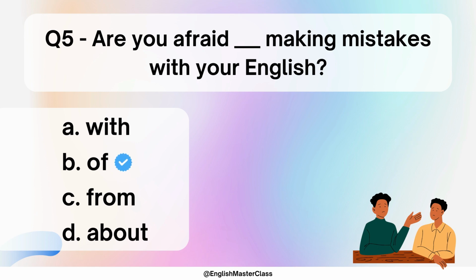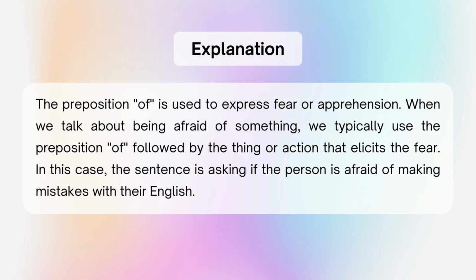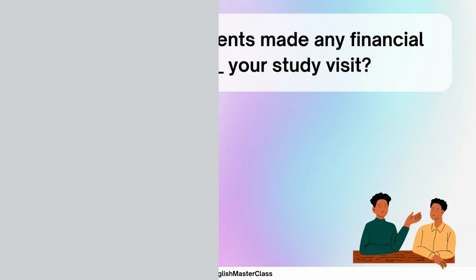Are you afraid of making mistakes with your English? The preposition "of" is used to express fear or apprehension. When we talk about being afraid of something, we typically use the preposition "of," followed by the thing or action that elicits the fear. In this case, the sentence is asking if the person is afraid of making mistakes with their English.